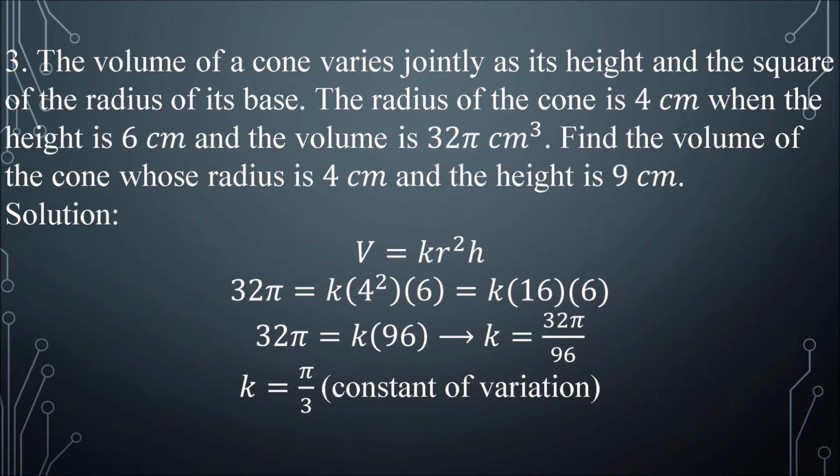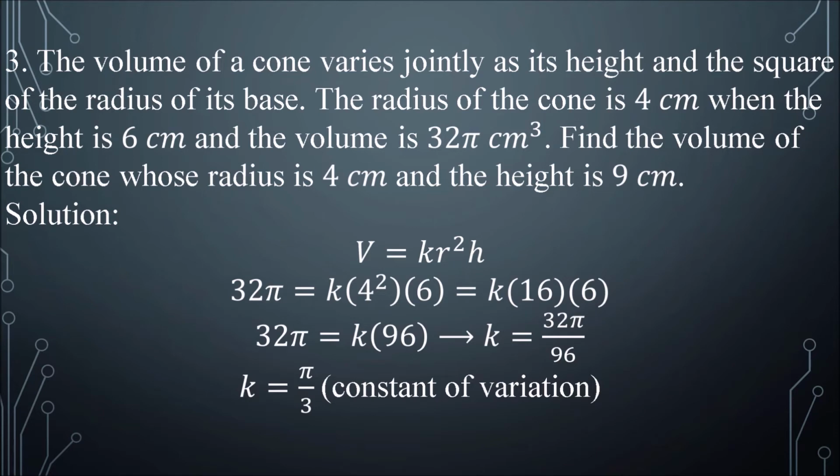Now we will substitute volume 32 pi to v, and then 4, which is the radius of the cone, to r, 4 squared. And then height 6 to h. Simplifying, 4 squared is 16. So we have k times 16 times 6. 16 times 6 is 96. So 32 pi is equal to k times 96. In order to get k, we will divide both sides by 96.